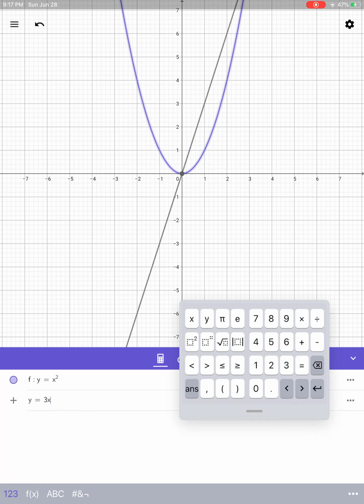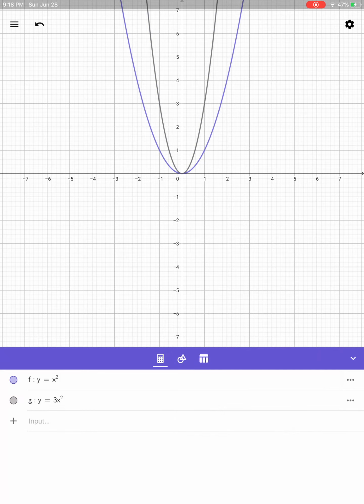Sorry, I got 3x squared. Okay, so y is equal to 3x squared. That looks like the graph in the gray color lines, so there is a clear stretch of the graph along the y-axis.